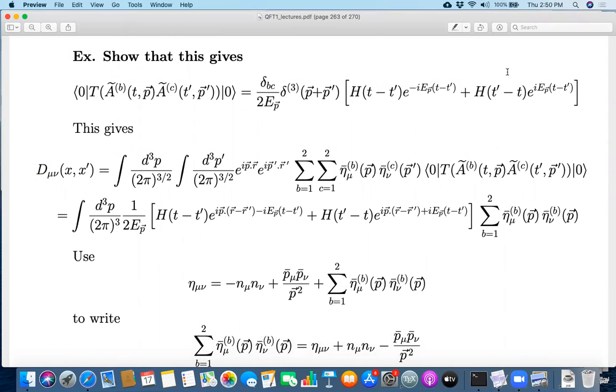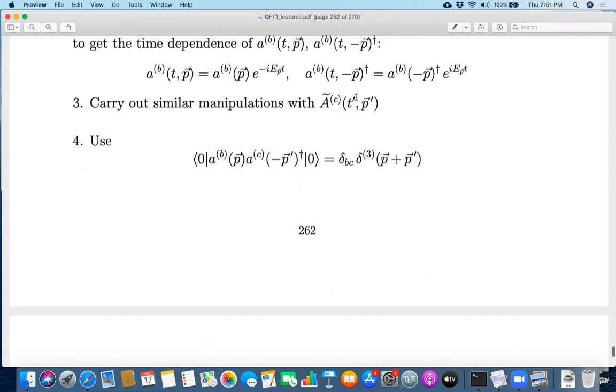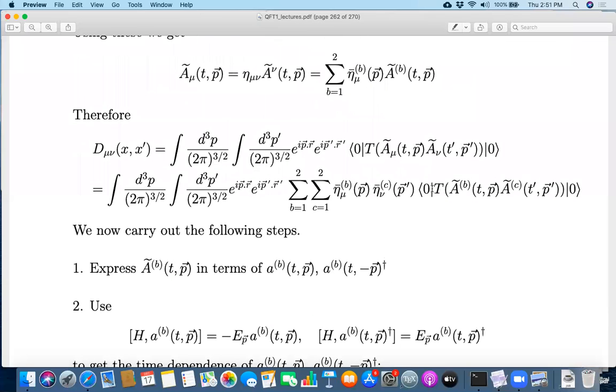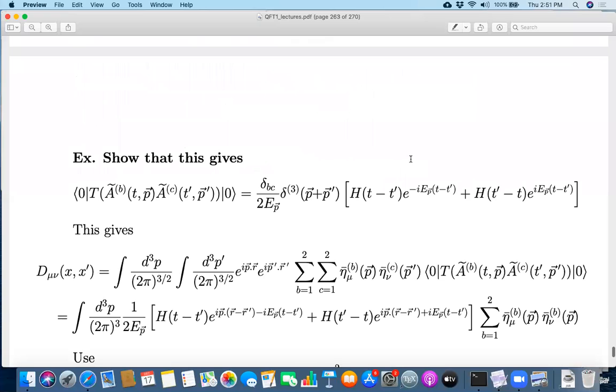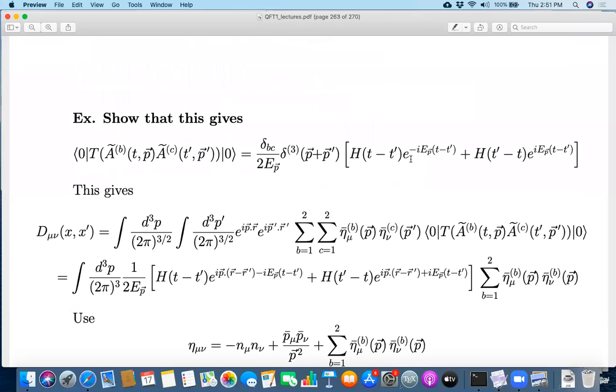This is the Heaviside function. This Heaviside function comes because of the definition of time ordering. Right? Time ordering tells us that when t is larger than t prime, it's one order. When t is less than t prime, it's another order. That's why these Heaviside functions come. So this is just algebra. We write D mu nu in this form. So you get these Heaviside functions.